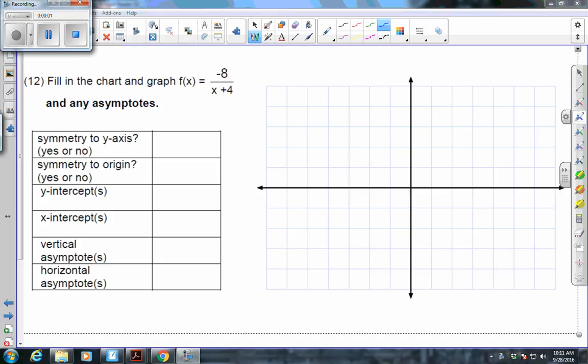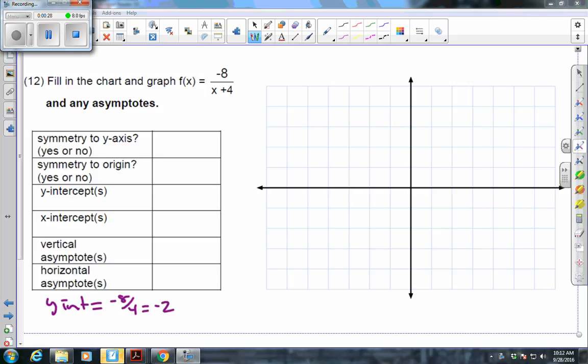We want to graph negative 8 over x minus 4, and we have a process that we go through. The first step in our process should be to find the y-intercept, and that means we plug in 0 for x, which gives me negative 8 divided by 4, or negative 2.